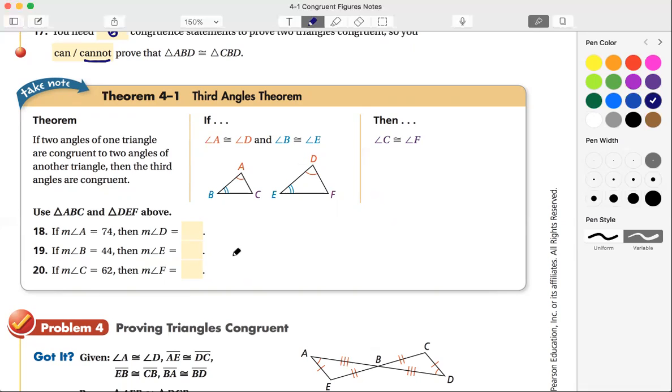All right, so using the information above, if I know angle A is 74 degrees, I also know angle D is 74 degrees. If I know angle B is 44 degrees, I know angle E is 44 degrees. And if I know angle C is 62 degrees, I now know angle F is 62 degrees. All right.